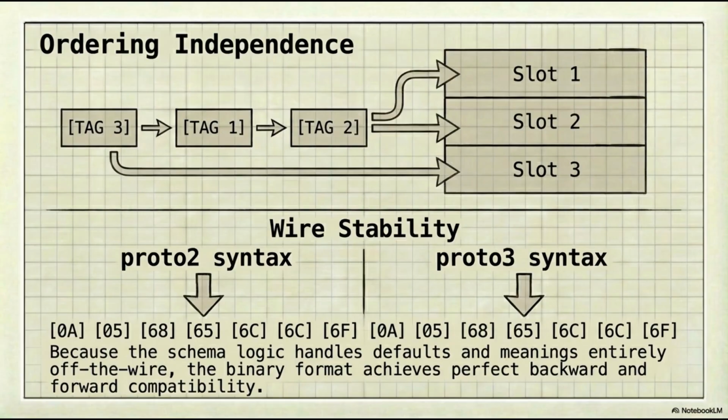Even with all the syntax updates and default behavior changes, a message serialized with Proto 2 and one serialized with Proto 3 using the same field numbers produce identical bytes on the wire. Which is why teams can migrate incrementally without simultaneous rollouts. It's a massive operational benefit.